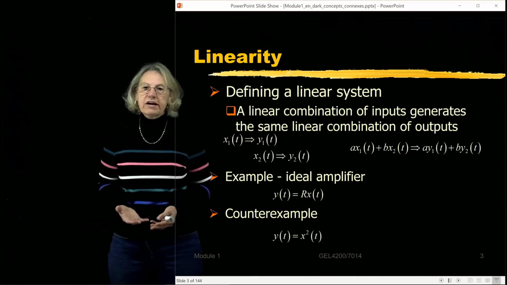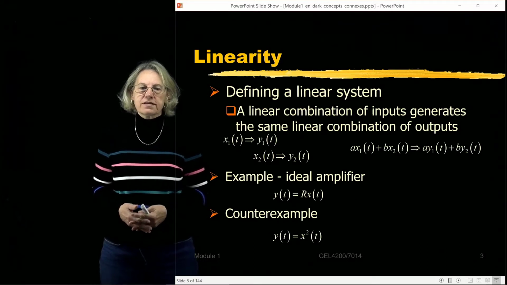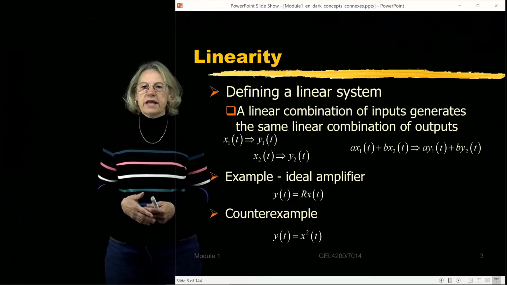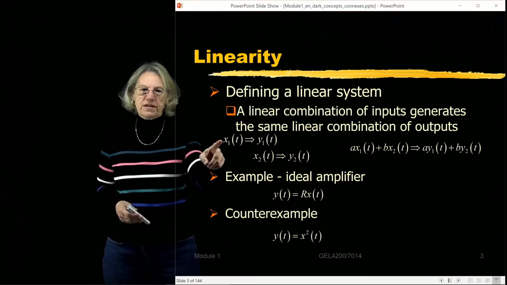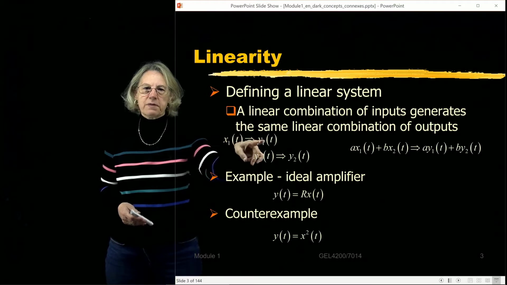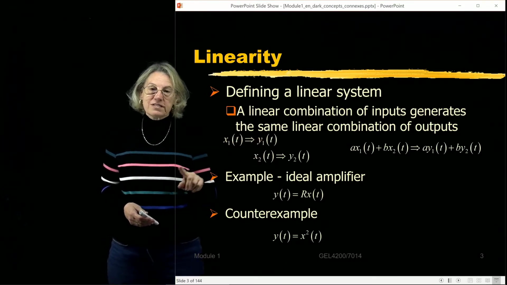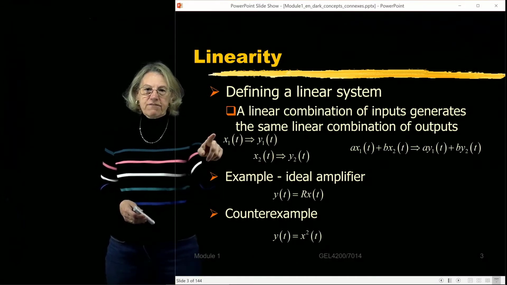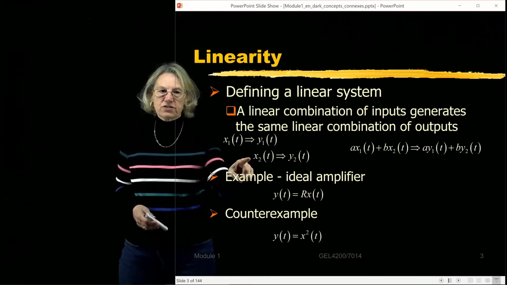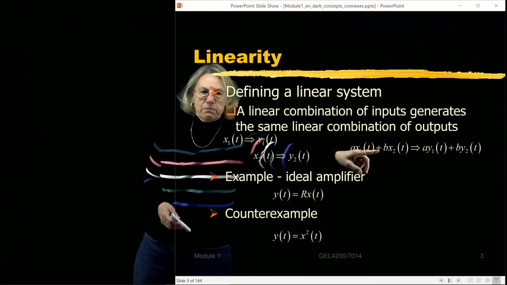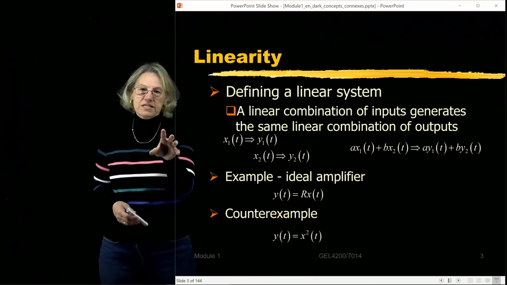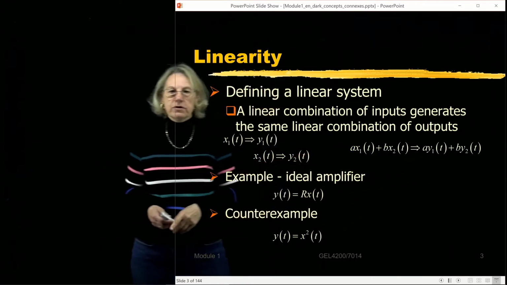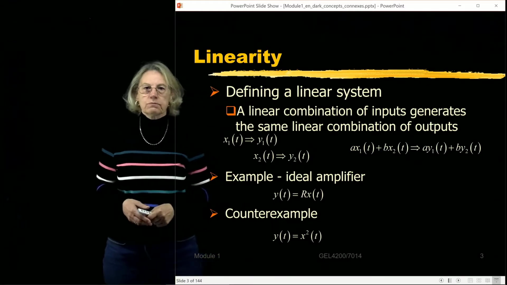So we start with what is linearity. A linear system is a system where a linear combination of inputs generates the exact same linear combination of outputs. That is, if I start with an input of x1, I put it into my system and it gives me y1. Now I start with a different input, x2, and I put it through my system and I get y2. That means if I take any linear combination of x1 and x2, so I have a x1 plus b x2, if I take that sum of signals and put it through the exact same system, I will get the same linear combination of outputs, a y1 plus b y2.